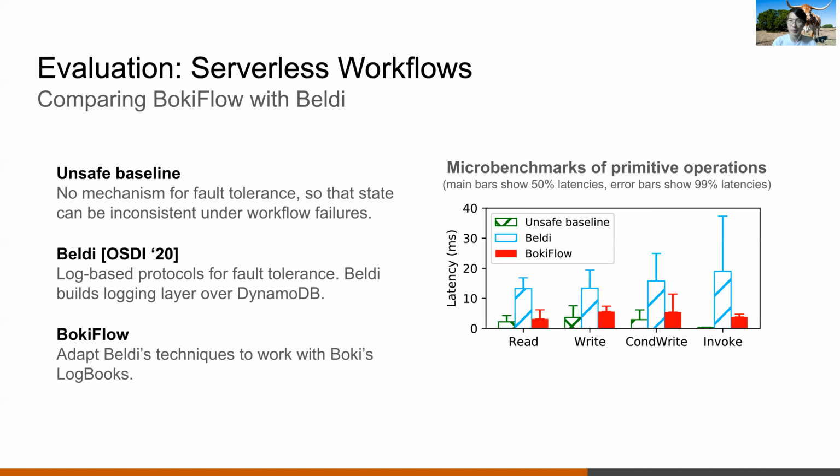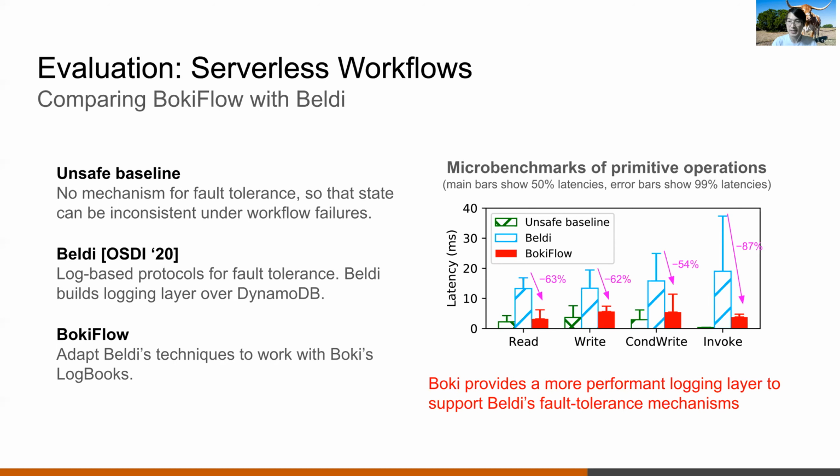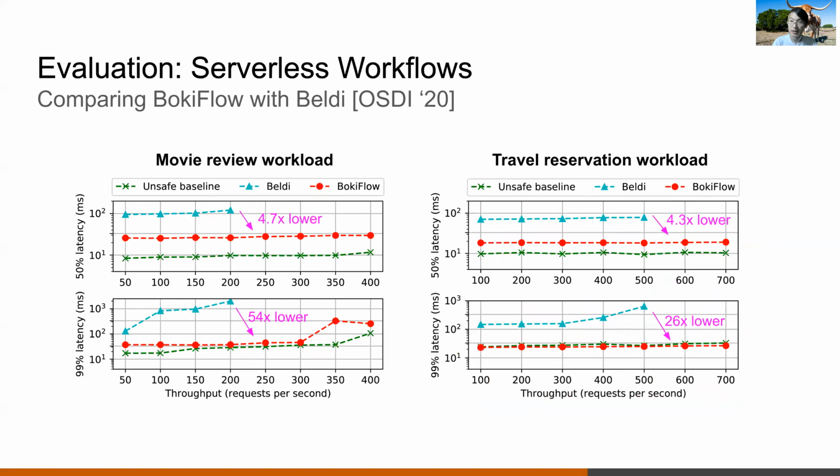Here are the results of microbenchmarks on Beldi's primitive operations. We can see that in all cases, BokiFlow can significantly lower latencies compared to Beldi. This justifies that Boki can actually provide a much more performant logging layer to support Beldi's fault tolerance protocols. Then in the benchmark of realistic workflows, BokiFlow significantly speeds up the end-to-end execution time, while providing the same strong guarantee as Beldi. BokiFlow speeds up the median execution time by up to 4.7x.